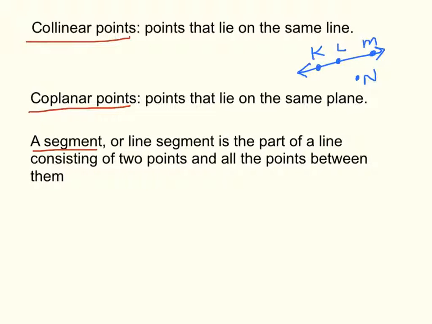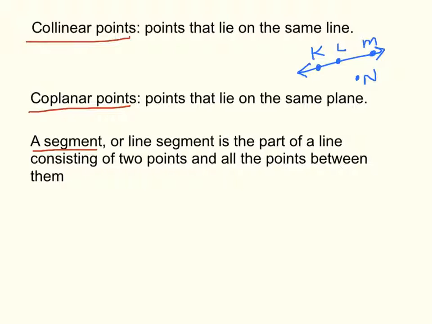The next vocab word is segment. A segment, or sometimes called a line segment, is the part of a line consisting of 2 points and all of the points between them. Now those 2 points are going to be called endpoints. So we're going to draw a diagram and name it.